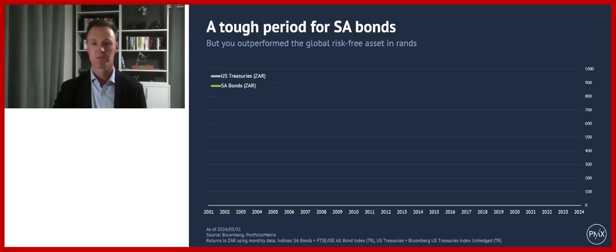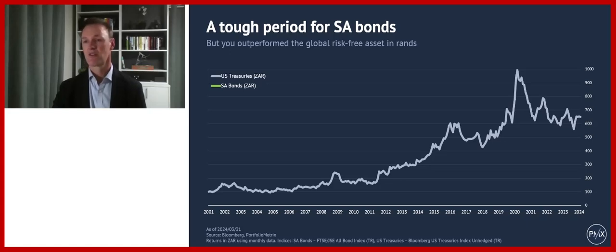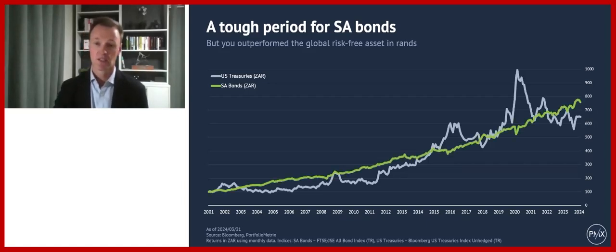Now, a lot of people say to me, well, that's all very well, bonds have done well, but how did they do in dollars? Well, if you look at US treasuries in rands, in other words, including the rand appreciation, this is the return of US treasuries from 2001 to the end of last year. You can see over 500% return off a 100 rand base. Interestingly, South African bonds have beaten US treasuries in rands, in other words, with the rand appreciation, by over 100% over that period.